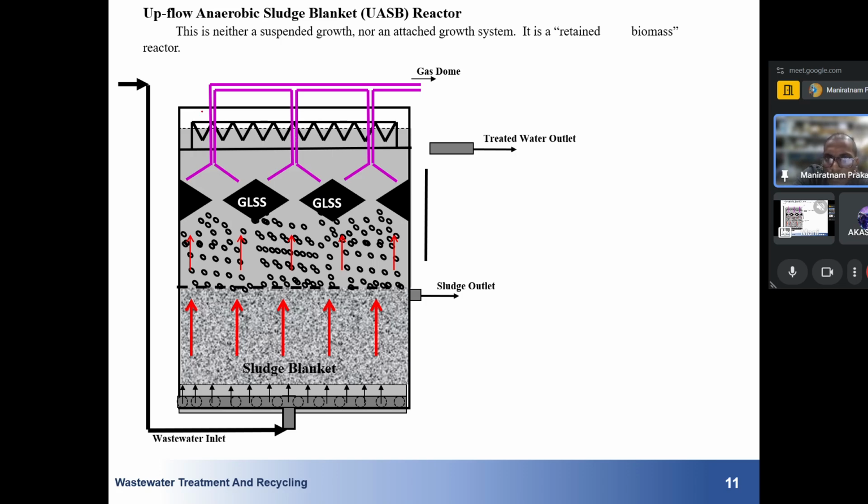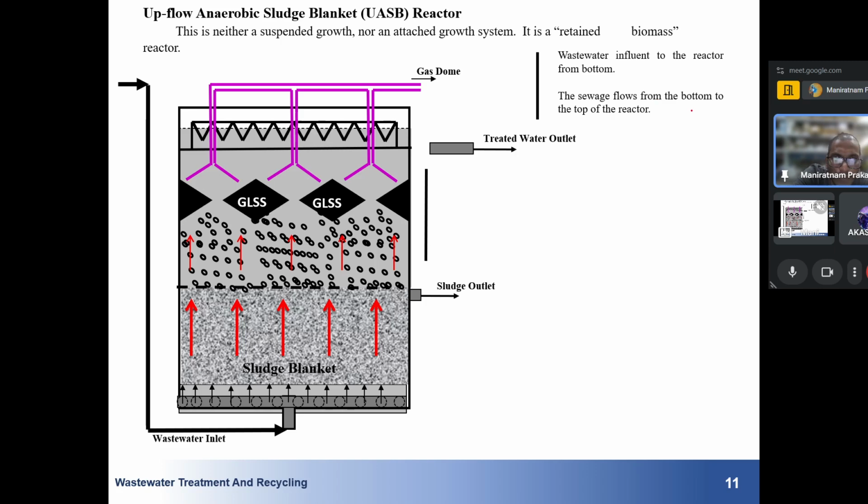Here you can see a picture of this UASB. Water is coming from here. There is the sludge blanket here, and there is some other arrangement, and finally a gas dome which is able to collect gas, that is methane. Finally, we have the treated wastewater outlet and the sludge outlet. Remember, this is a blanket which will contain anaerobic bacteria. The wastewater influent is sent from the bottom of the tank.